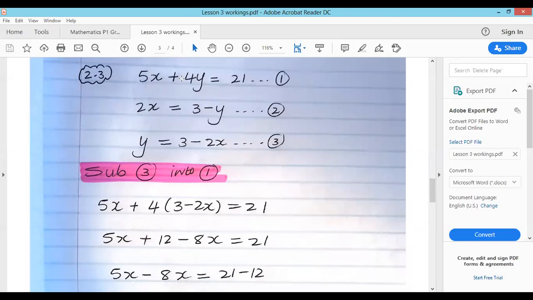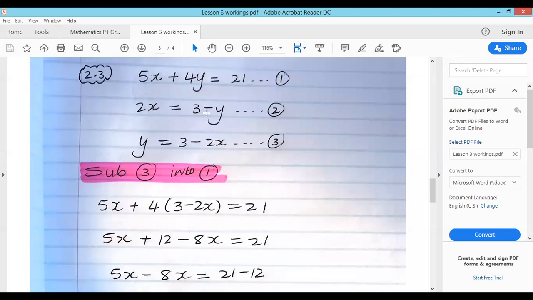But I try by all means, as I said earlier on, to show you easier methods, because guys, you can do anything in maths. There are so many ways, and that comes with practice. The more you practice your maths, the more you're going to realize a lot of things. So I've labeled my two equations that were given, right? So 5x plus 4y is equal to 21. That's my equation 1.